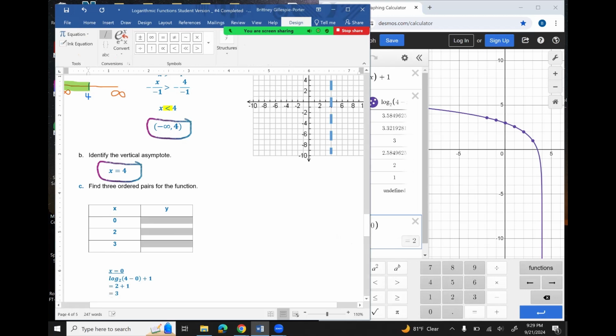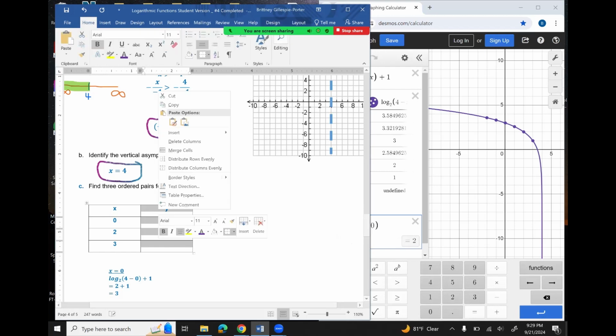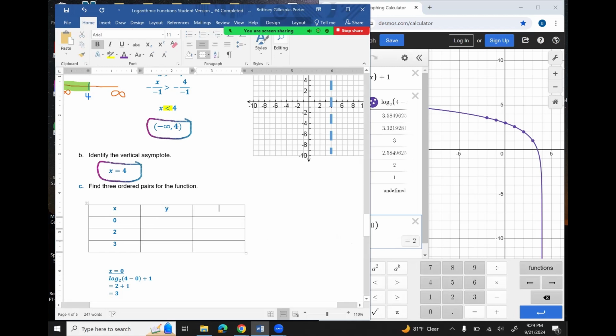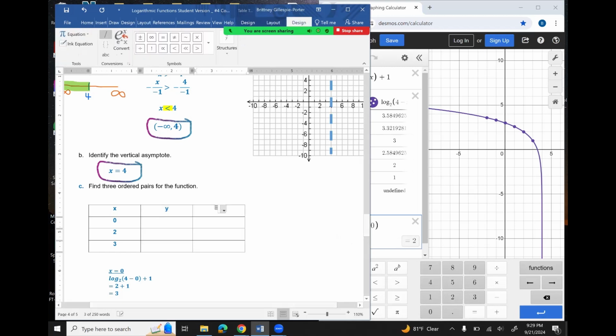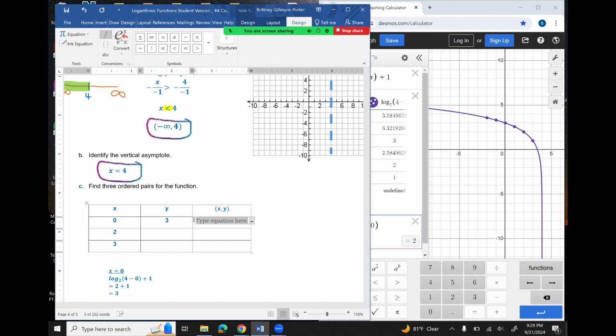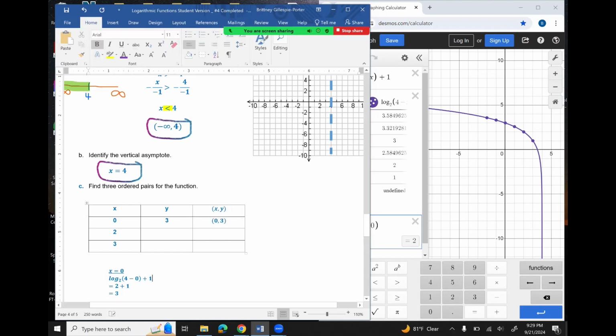If I were to ask you for the ordered pairs or the coordinates of the points, remember that is x comma y. We just found out that y was 3, which means our ordered pair is 0, 3. We still need to do a couple more points.